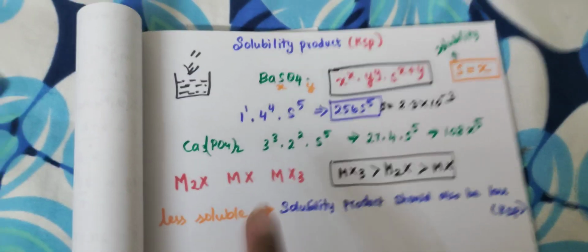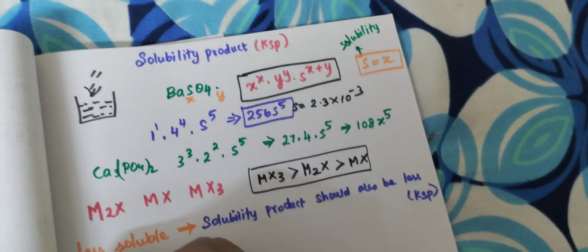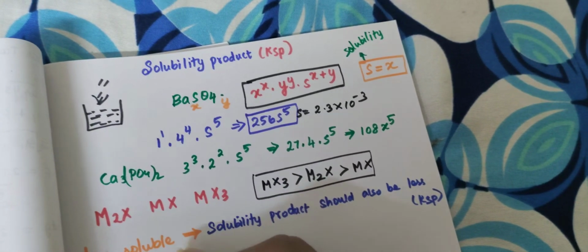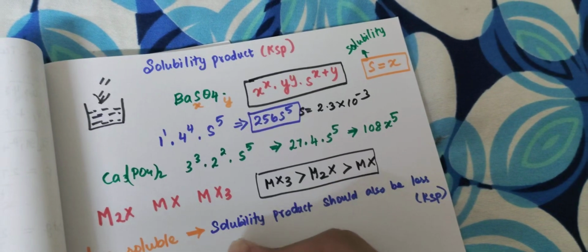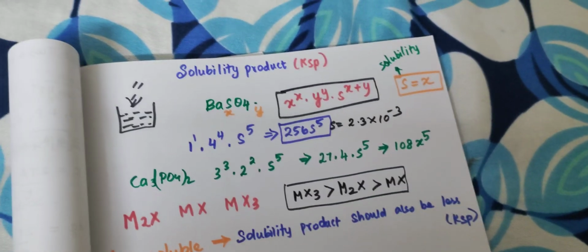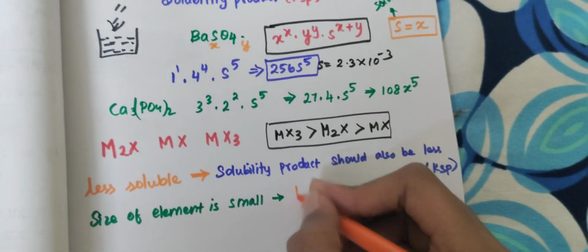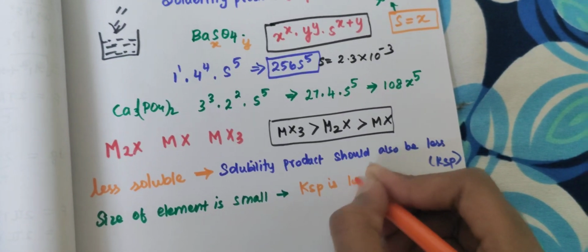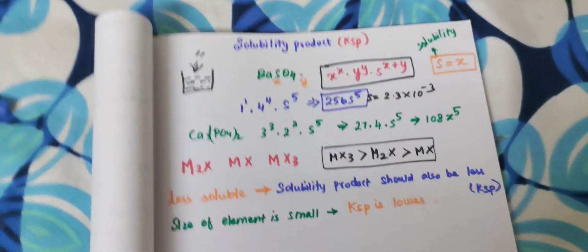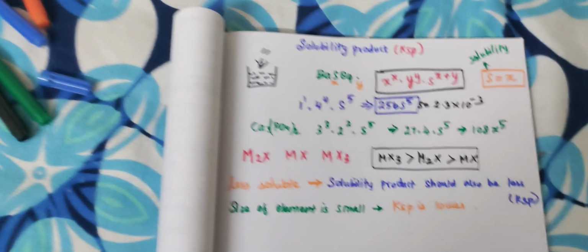Another thing: if the size of some element is small, then what do you think the KSP value will be like? Will the KSP be low or higher? When the size of the element is small, the KSP is also lower. So with this knowledge you can come across any theoretical question in the solubility product and answer it very easily.